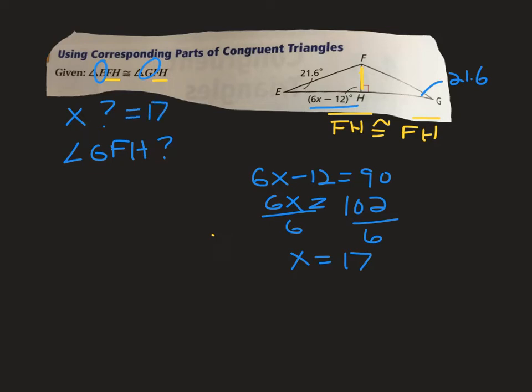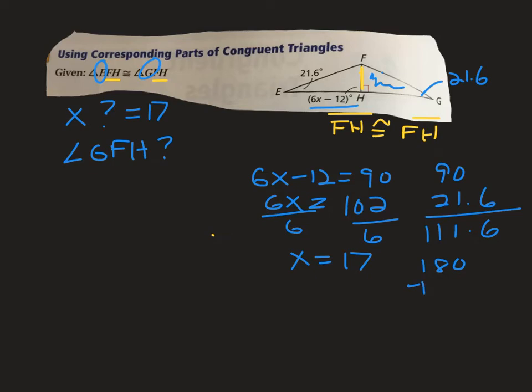Then the last bit is to find that other angle. And so I know that I have in this triangle over here, this one on the right, triangle GFH, that I have 2 angles that I know. I know the 90-degree angle, and I know that the other one is 21.6. So if we add those together, we get 111.6 degrees. I know that I have to have 180 in an entire triangle, so if I subtract out that 111.6, I'm going to have the missing angle.